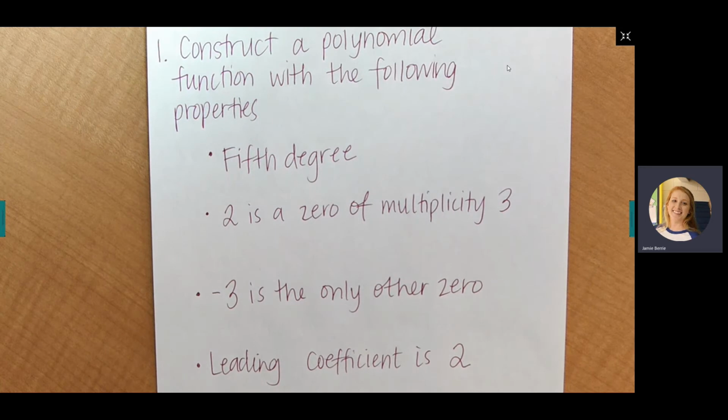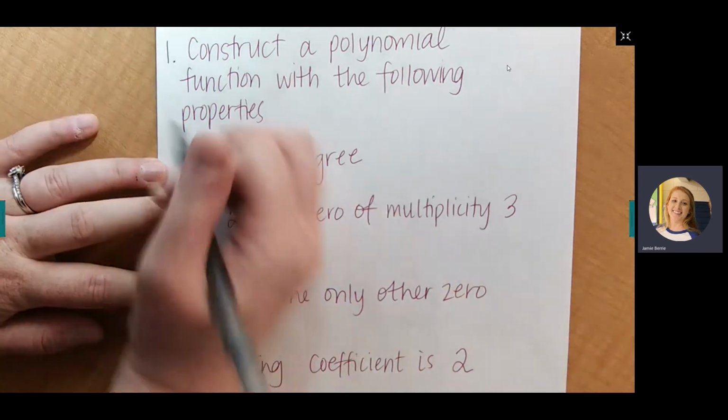All right, 4 bullet points. This is exactly what it'll look like on the test, and then I'll just switch the numbers around a little bit. So 5th degree, 2 is a 0 of multiplicity 3. So 2 is the x-intercept, and its multiplicity is 3. It says negative 3 is the only other 0, and the leading coefficient is 2. I'm going to go through each bullet point by itself and tell you what each of those points means, and how we can use that information to construct our polynomial. All right, so we're going to put a little star beside this because it's on the test.